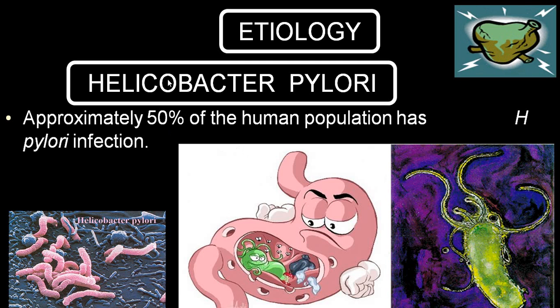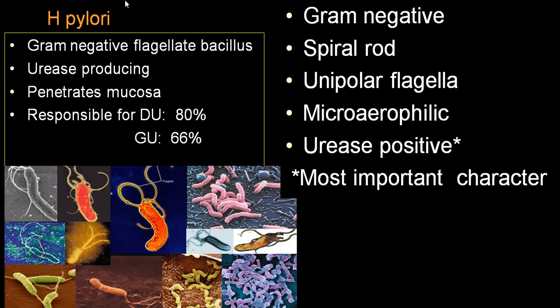H. pylori infection is due to Helicobacter pylori, and we already mentioned 50% of the human population is having H. pylori infection. This particular bacterium is a gram-negative flagellated bacillus. It produces urease enzyme which breaks up urea into ammonia and water. It can penetrate the mucosa, and it is responsible for duodenal ulcer. In duodenal ulcer, 80% of people will be H. pylori positive, while in gastric ulcer it is said to be 65 to 70%. So they are gram-negative, spiral rods, unipolar flagellated, so there are flagella on one side mainly. It is microaerophilic, urease positive.